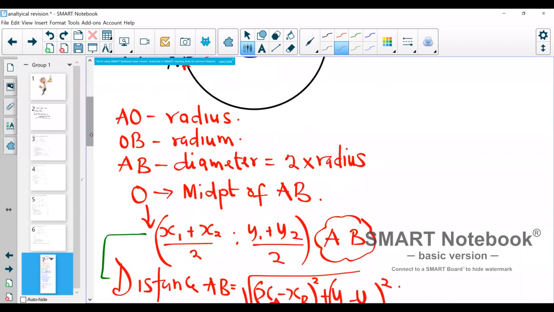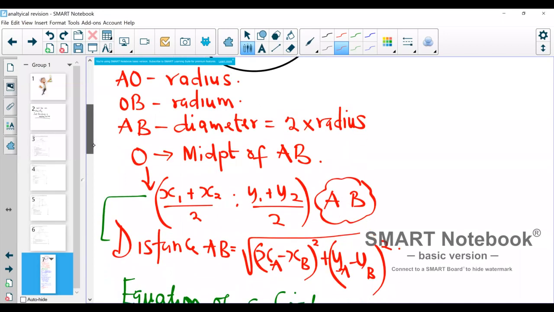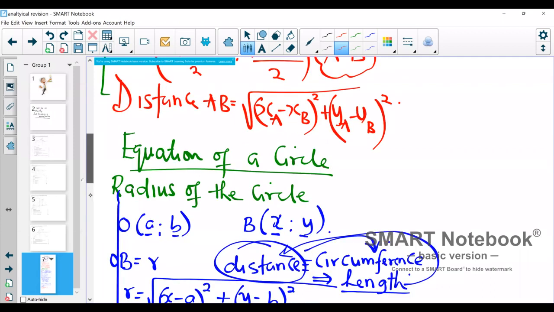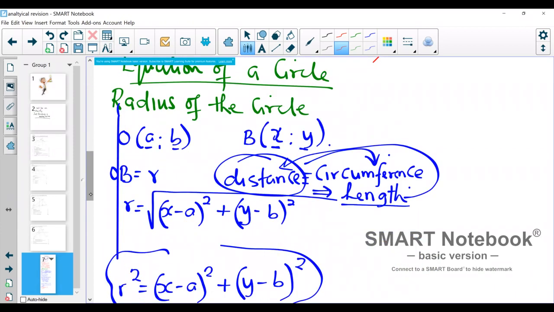Let me just save from my side. Okay, I've saved. All right, so you can quickly take a screenshot of that. I'm sure everybody's taking a screenshot of that. Lovely. Then I'll go to the equation of a circle. Take a screenshot of that as well, but I'll send the PDF as well.